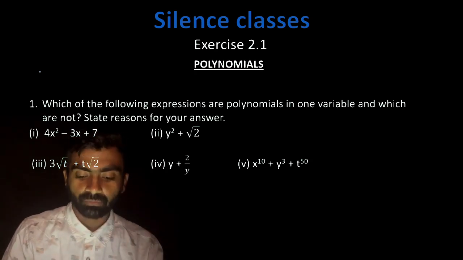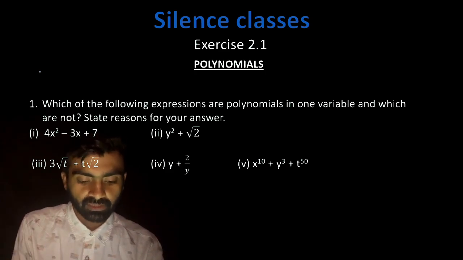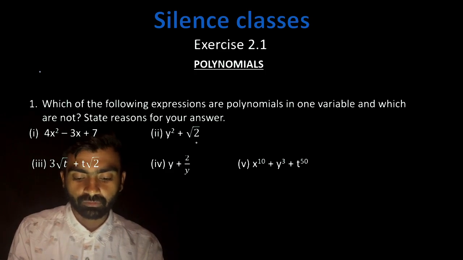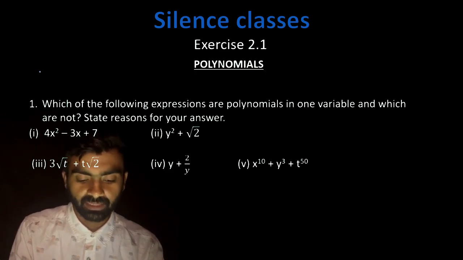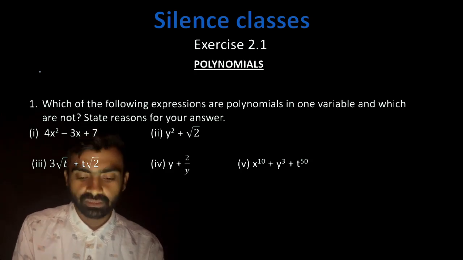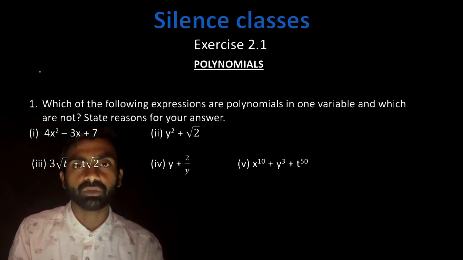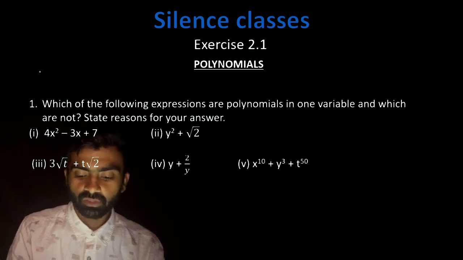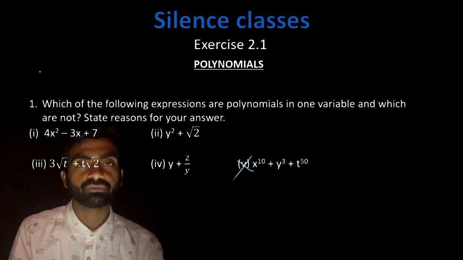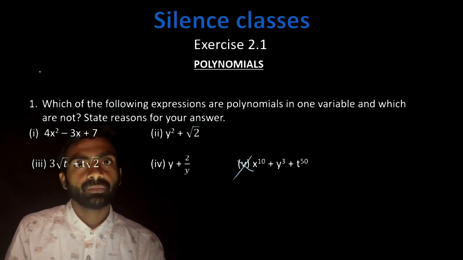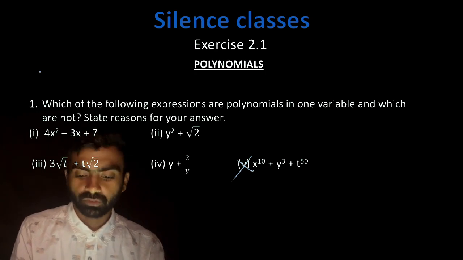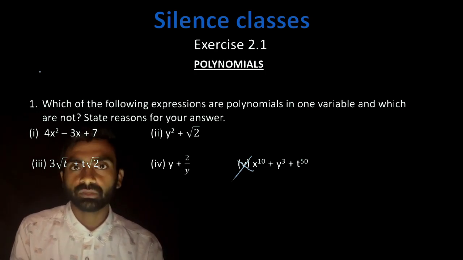If you check likewise, the first one is only having x, so you will think that it is a polynomial. The second one is also a polynomial because it is only having y. The third one is only having t, and the fourth one is only having y, because in all these questions only one variable is given to us. But in the last one there are 3 variables, so you can simply say that the fifth one is not a polynomial of one variable. So if you find it like this, you have done it correctly.